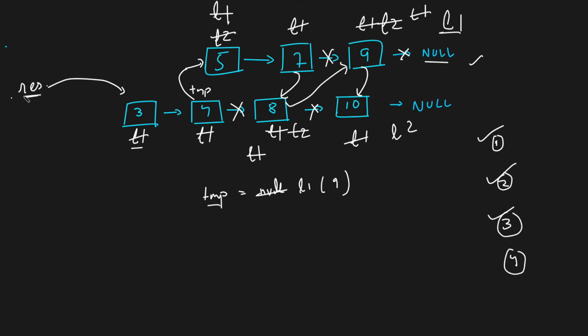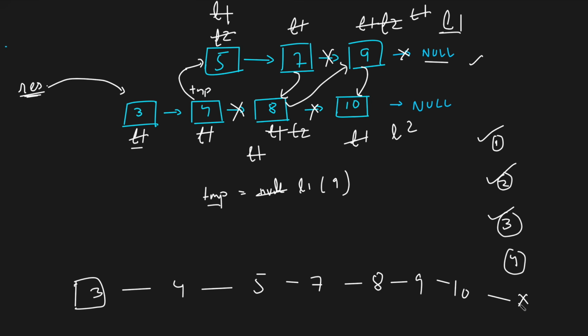So you can see our resultant, which was pointing to 3, correct? That is now pointing to 4. Now 4 is pointing to 5. 5 is pointing to 7. 7 is pointing to 8. That's to 9. That's to 10. And that's to null. And that is your linked list.